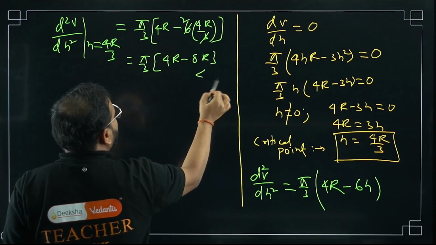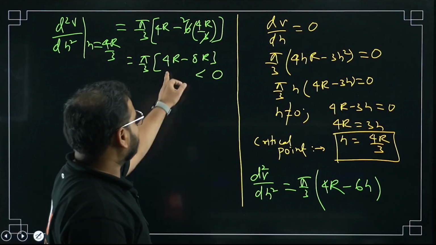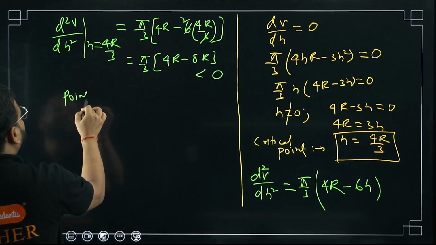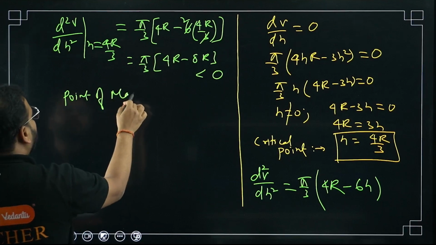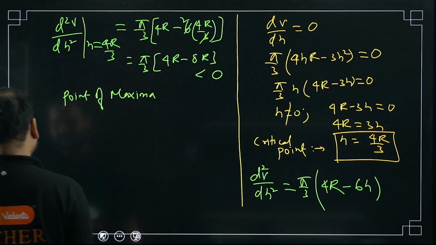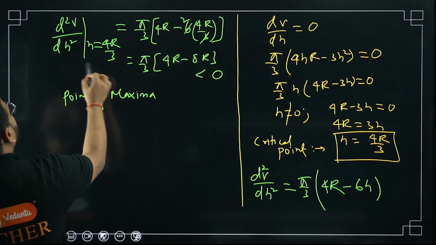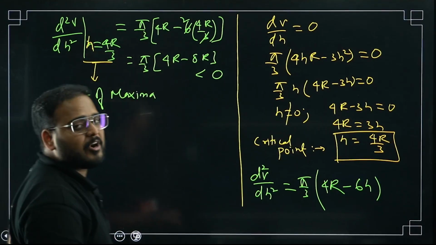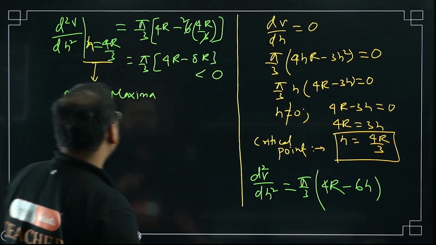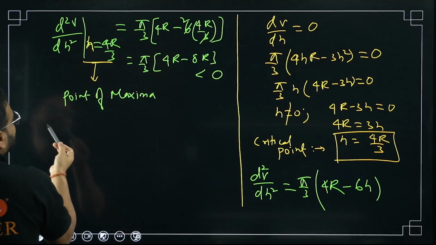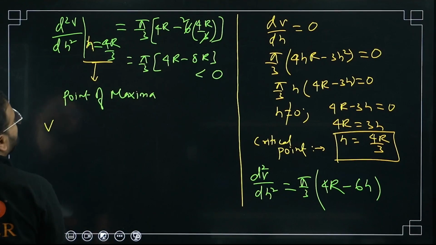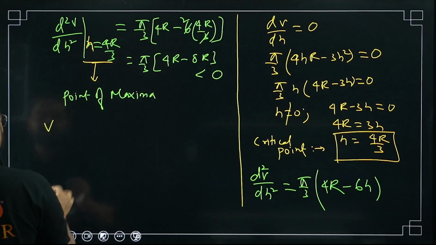Clearly this is negative, right? Negative. Okay, it means what? Point of maxima. Which is the point of maxima? This value. This h equals 4r by 3 is the point of maxima. Let's find the maximum value. So how can you do that? Find the value of this volume at this particular instant, 4r by 3. What's the volume formula?